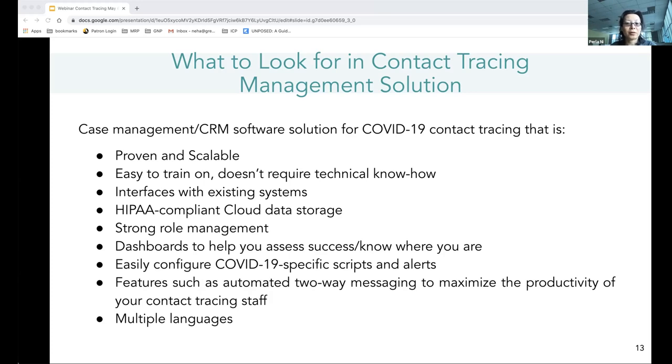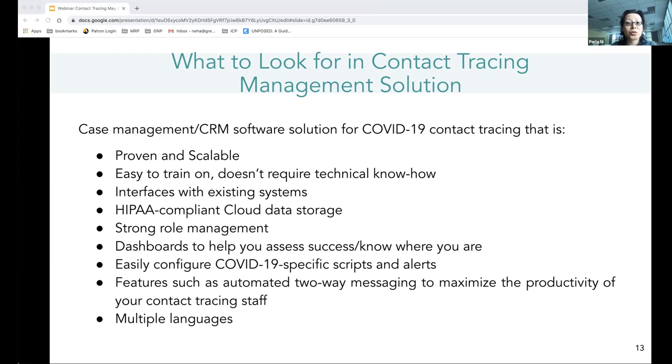You want to find a platform that is easy for your staff and potentially even volunteers to learn. You want a solution that interfaces with your existing system. So if you have a back-end database, for instance, or other contact tracing data from previous campaigns, you want to be able to interface with those existing systems. You want something that is HIPAA compliant and ideally cloud data storage so it's cheaper.